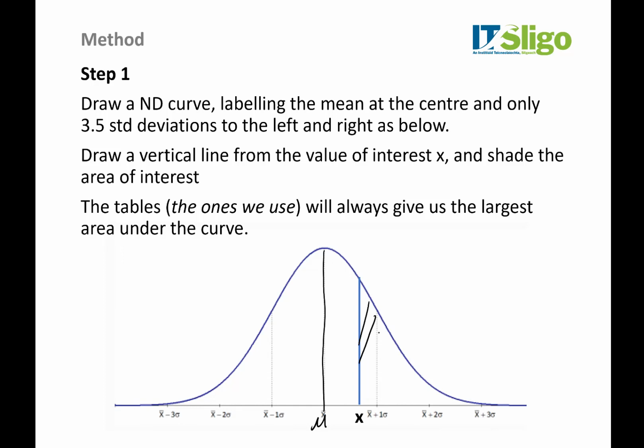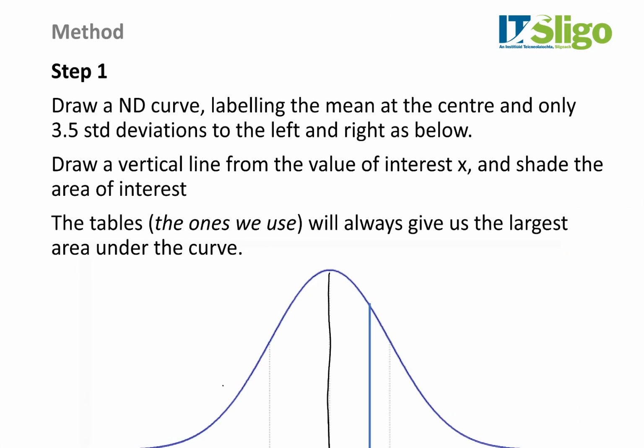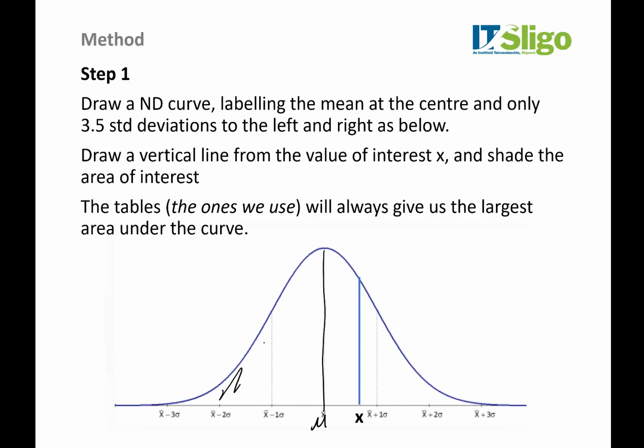So like I was saying, if we're interested in the area above x, how many students scored more than x, more than 75, that's what we're interested in, that shaded area. If we're asked how many students scored less than 75, then we would shade in the big area. So that's a really important part of these problems, is shading in the area that you're interested in and then interpreting the tables appropriately.